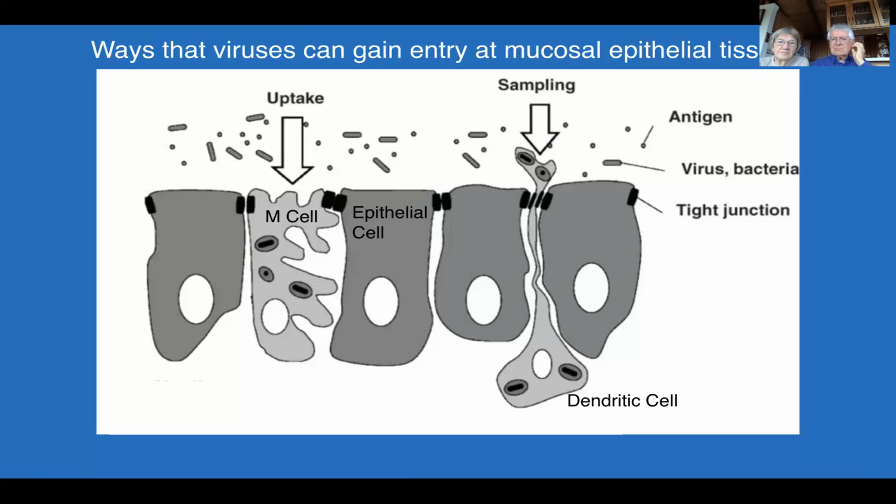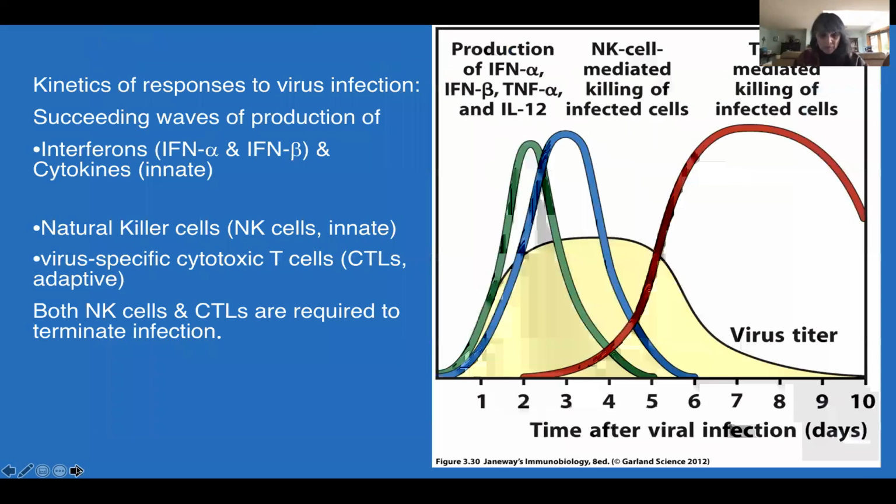Yes, thank you. Okay. So when coronavirus comes in here, it can be taken up by these M cells, it can be taken up by these dendritic cells, and it can launch the first phase of the immune response, the innate immune response. And I just want to show you here the kinetics of an immune response after virus infection.